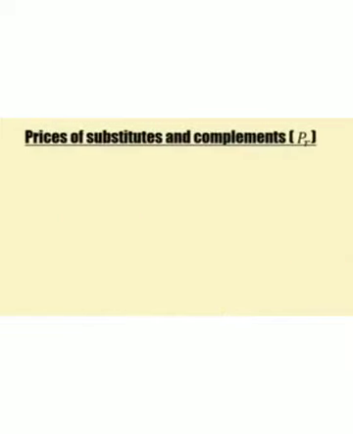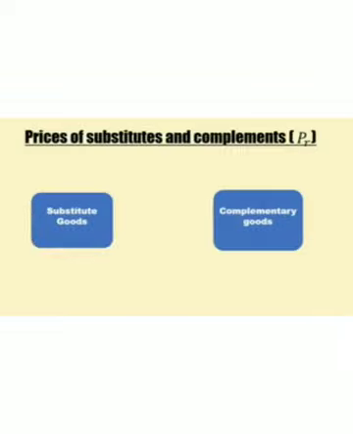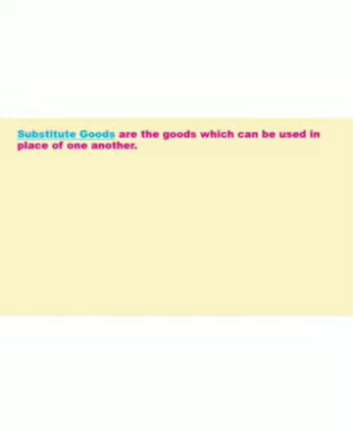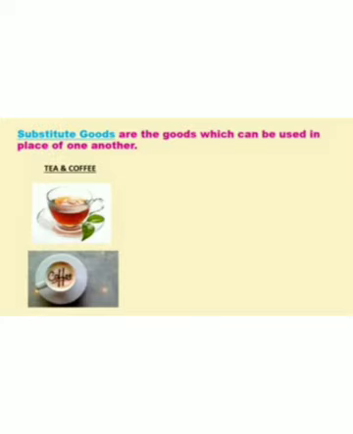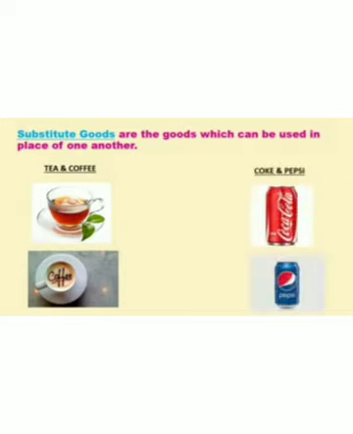Next important determinant is price of substitutes and complements, denoted by PR. First, let us understand what are substitute goods and complementary goods. Substitute goods are the goods which can be used in place of one another. For example, tea and coffee. If we don't have tea at home, we can have coffee as a substitute of tea. Similarly, Coke and Pepsi are also substitute goods.